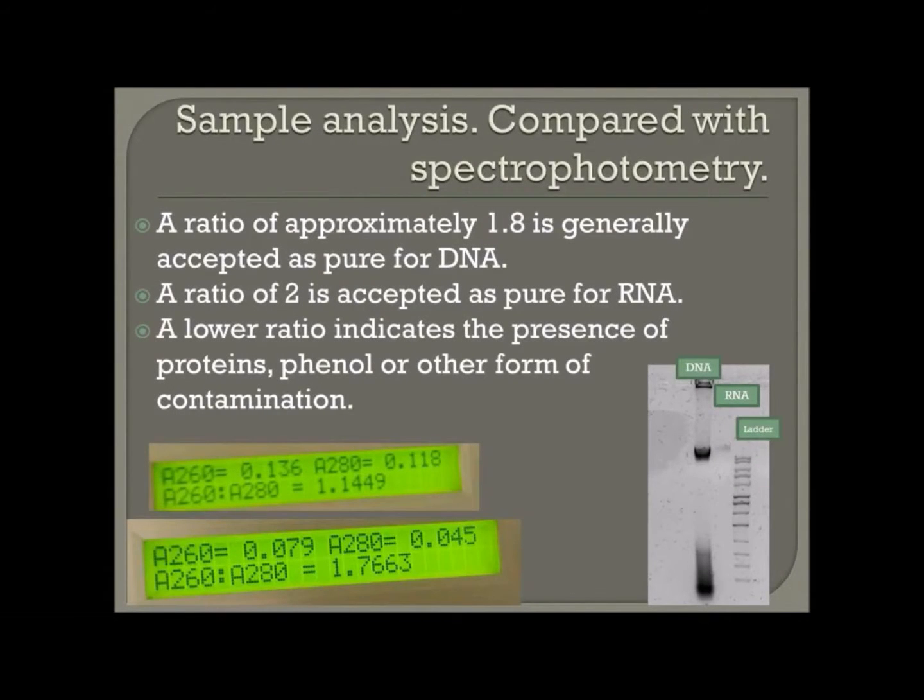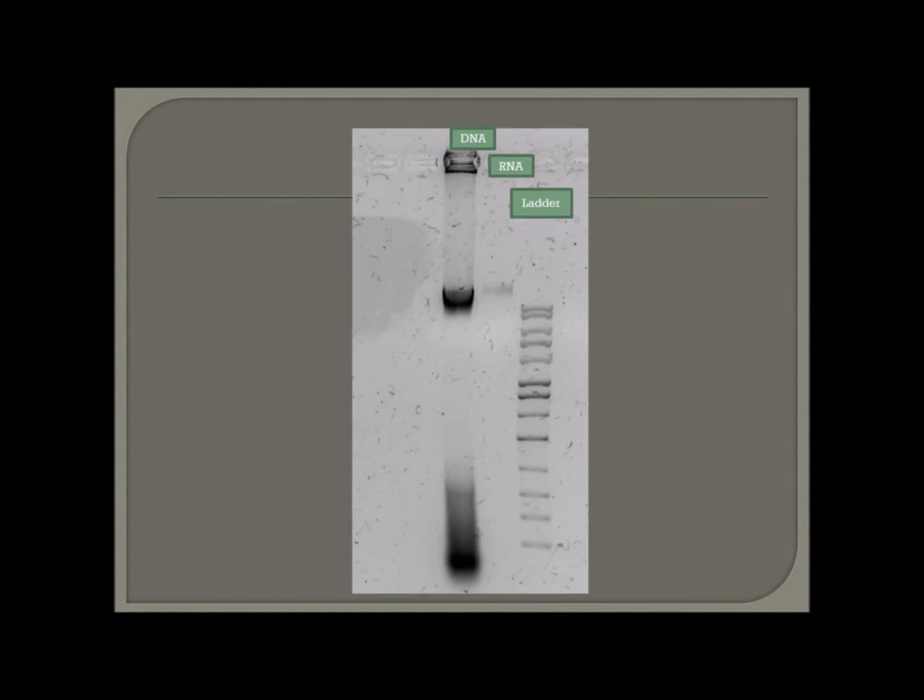A ratio of approximately 1.8 is generally accepted as pure for DNA. A ratio of 2 is accepted as pure for RNA. A lower ratio indicates the presence of proteins, phenol, or other forms of contamination. As it is shown, the absorbance in both cases does not seem to be part of a pure RNA or DNA. Also, the bands in the gel prove the partial degradation or contamination.